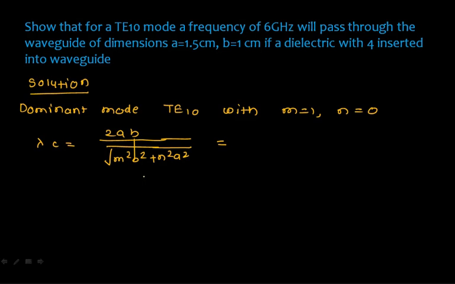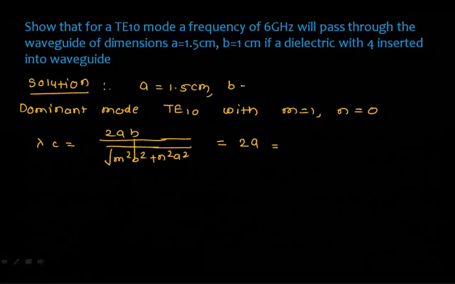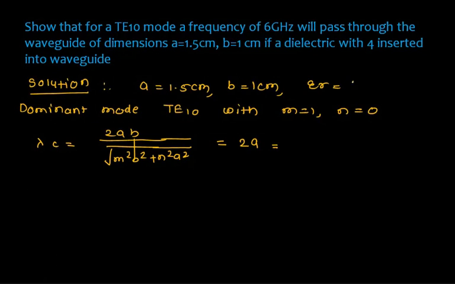I'm so sorry, give me a minute. So this will be M square B square plus N square A square. N is equal to 0, you'll put 0 here, so B will get cancelled, and this is twice of A. Now you know what A is here. A is given as 1.5 centimeter, B is given as 1 centimeter, dielectric constant is 4, and the frequency is given as 6 gigahertz. We don't need to assume the mode because TE10 is already given. So twice of A, 2 into 1.5 centimeter, gives me a value of 3 centimeter.